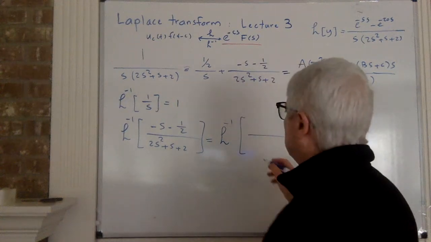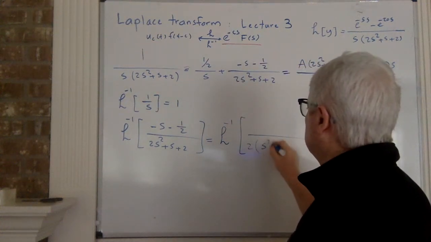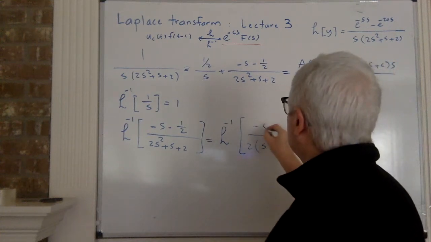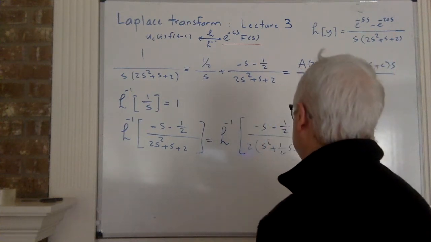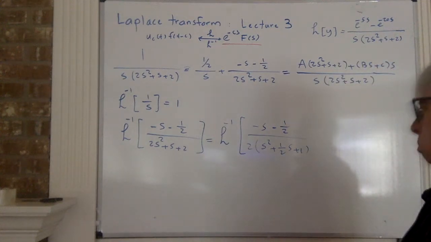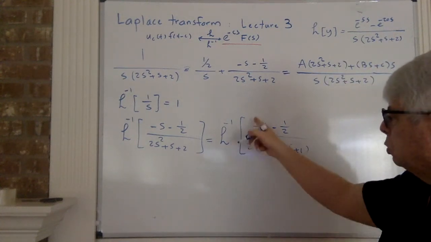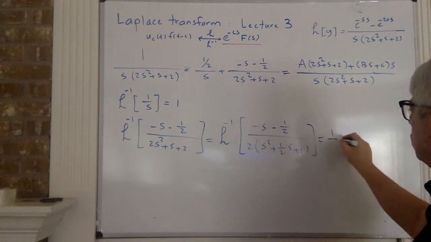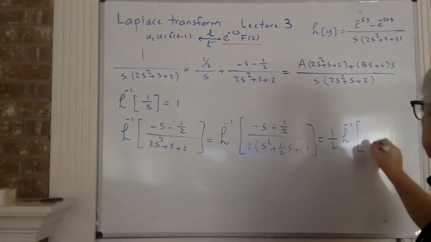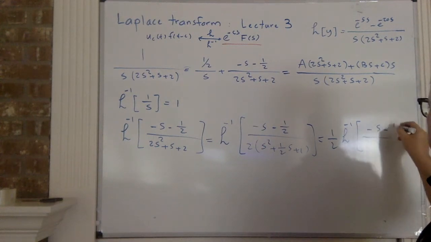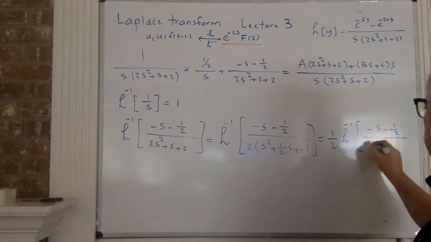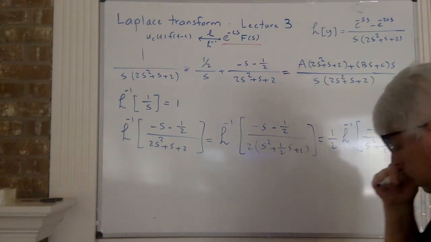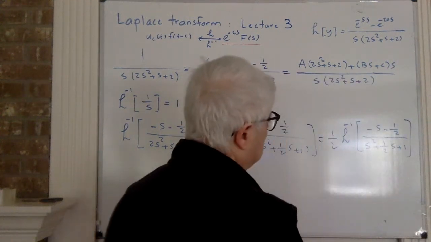So this is the algebra. S squared plus 1 half S plus 1. On top I have minus S minus 1 half. Okay? Well, I don't know what I should put outside, but this one, there's a 2 here, so there is a 1 half coming out. So I can just write 1 half L inverse of this. There might be other factors coming out, but let's just get rid of this. Good. Now, how do I complete the square here?